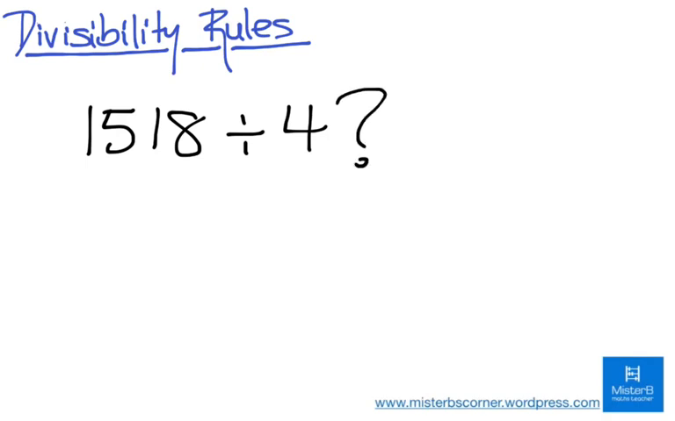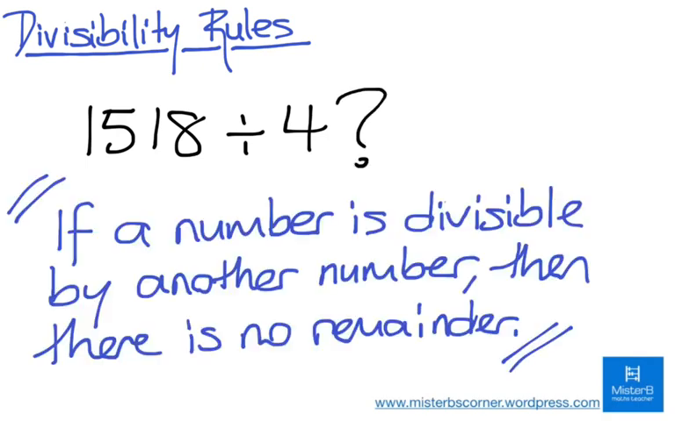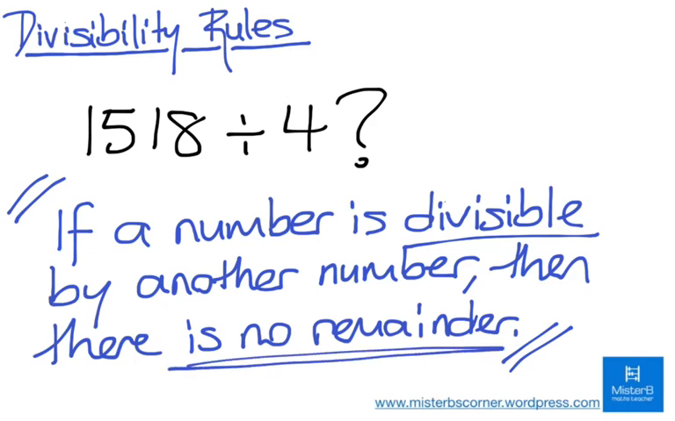And by divisibility we mean if a number is divisible by another number, then after the division there will be no remainder, so that number will divide the given number perfectly. So, what are the rules?